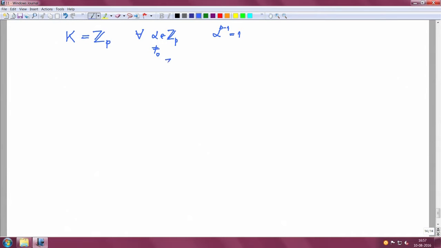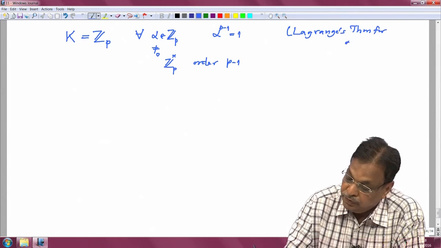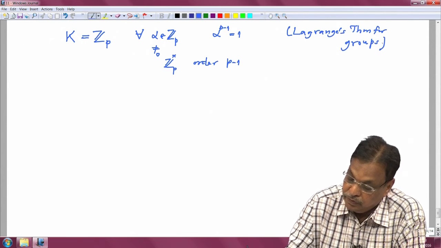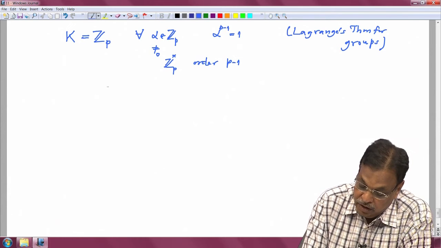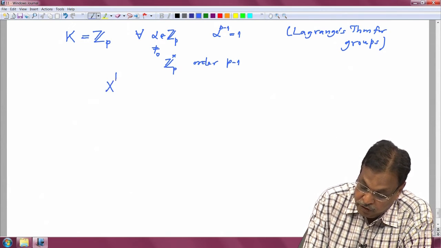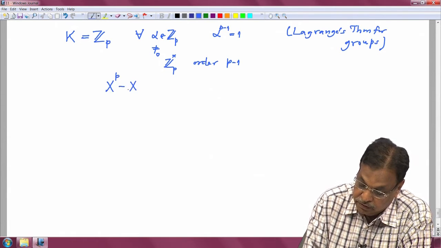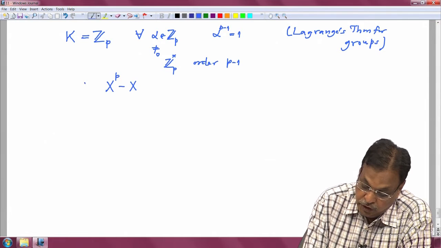Alpha is in the group Z_P cross. This is a group of order P minus 1, and every element raised to the order of the group is the identity element in that group. This is Lagrange's theorem for groups. Therefore, every element alpha is a zero of the polynomial x^p minus x. So, I already mentioned this, but let me write it once more.